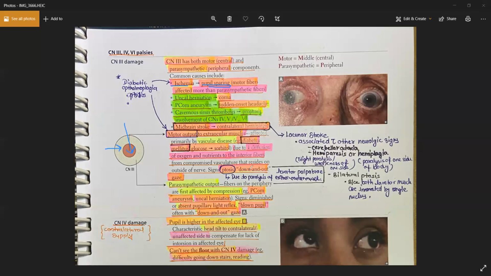So just remember, whenever you have any external damage, like any aneurysm, thrombosis, herniation or trauma, you will have damage of the peripheral nucleus, and as a result, you will lose the pupillary constriction. You will have a dilation first. In case of any hypoglycemia, hypoxia, or diabetes, you will have damage of the motor output first. So it would be a normal pupil with down and out movement and ptosis.